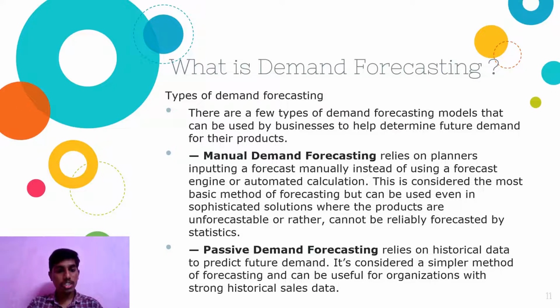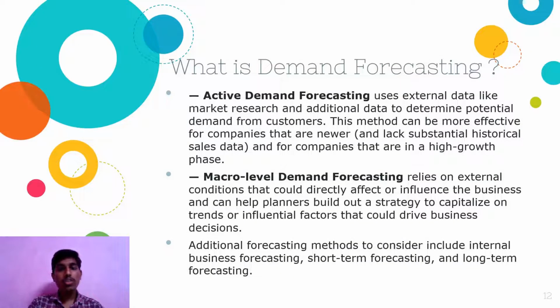Types of demand forecasting. There are some types of demand forecasting which are discussed below. Manual demand forecasting relies on planners inputting a forecast manually instead of using a forecast engine or automated calculation. Passive demand forecasting relies on historical data to predict future demand. Active demand forecasting uses internal data like market research and additional data to determine potential demand from customers.